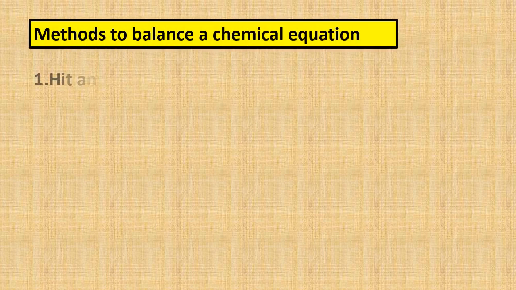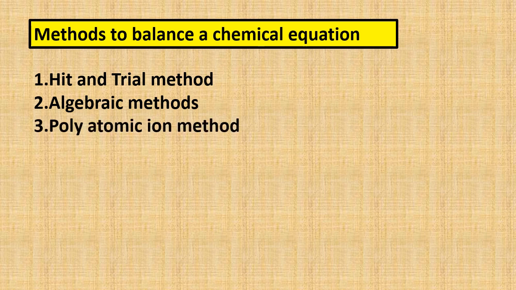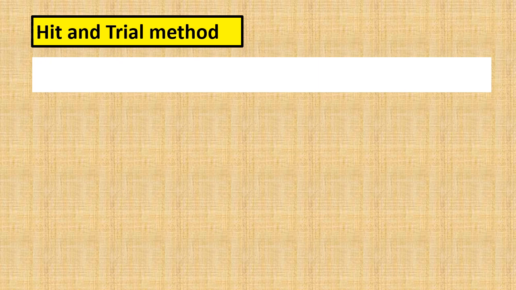Dear students, now it is time to know the methods behind balancing chemical equations. The first one is hit and trial method. The second one is algebraic method. The third one is polyatomic ion method. By using all these three methods, we will discuss how to balance chemical equations. Now let us know how we can balance a chemical equation by hit and trial method.